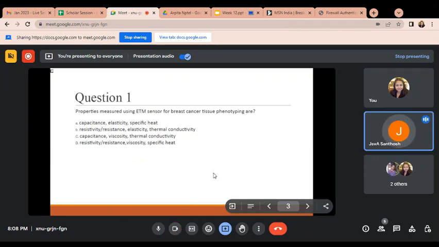Ma'am, I think it is option B, resistivity, elasticity or thermal conductivity. Yes, this is the right answer. Thank you.